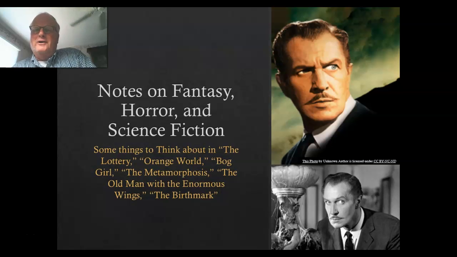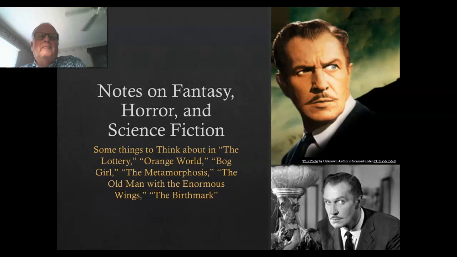I have no particular expertise in science fiction or fantasy fiction or horror. I don't read them. And so what I'm going to be talking about is mostly things that I've read recently as I've begun to put the finishing touches onto our course. You'll find that Orange World and Bog Girl are written by the same author, but I have them in different weeks.